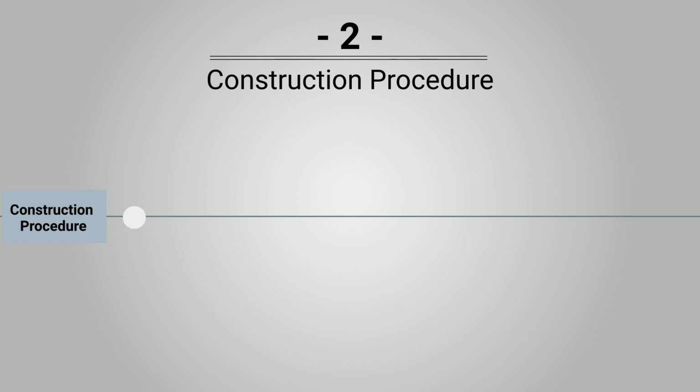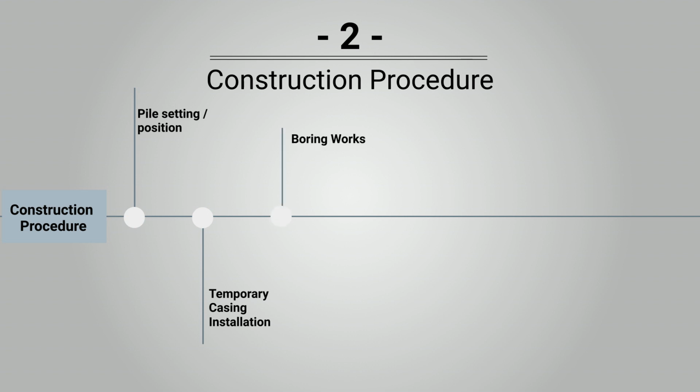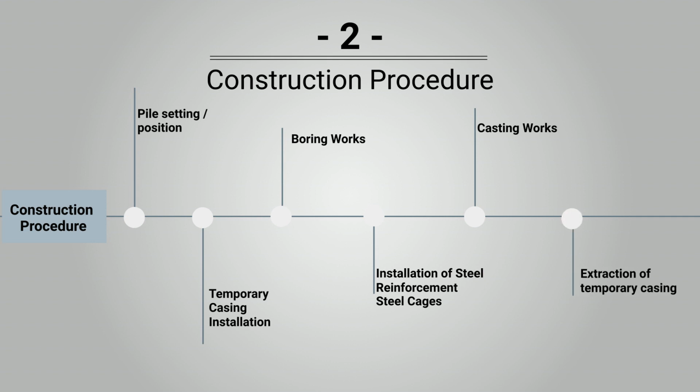Construction procedure. Pile setting or position. Temporary casing installation. Boring works. Installation of steel reinforcement cages. Casting works. Extraction of temporary casing.